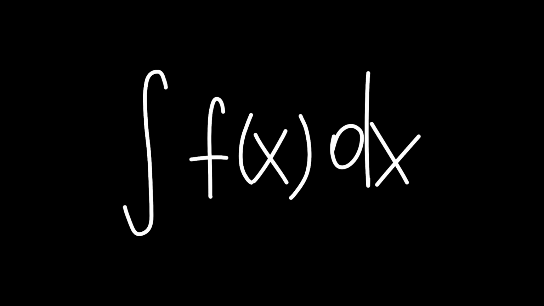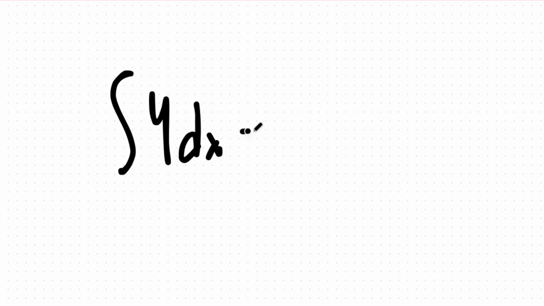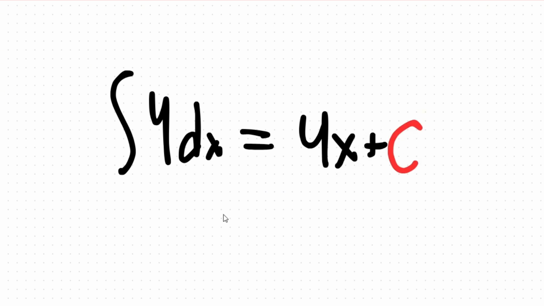Antidifferentiation is like hitting rewind on differentiation. Derivatives tell you how fast something changes, meanwhile antidifferentiation tells you the original function. The result is called the antiderivative. We write it using the integral symbol, integral dx. This is called an indefinite integral because there are no limits. It gives a whole family of functions. For example, integral 4 dx equals 4x plus c. C is the constant of integration.